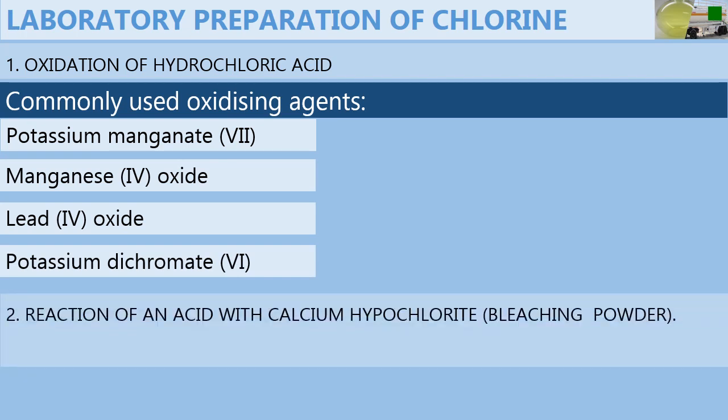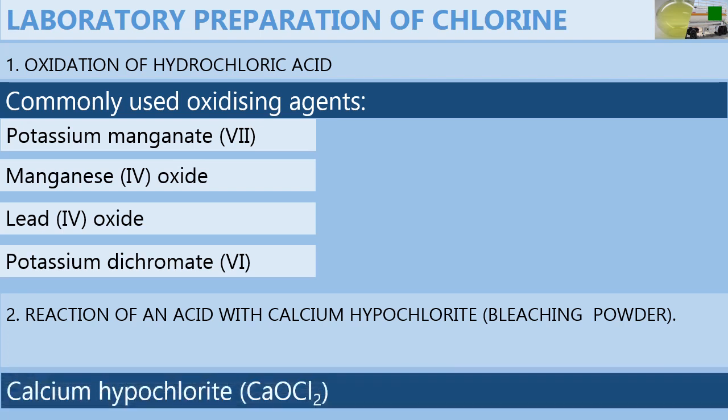The second method of preparing chlorine is the reaction of an acid with calcium hypochlorite, or commonly called bleaching powder. Calcium hypochlorite is written as CaOCl2.